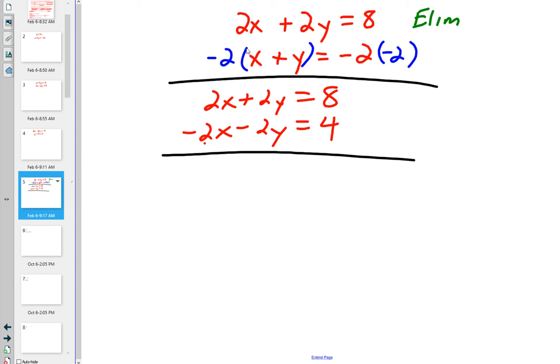And I'll say I wanted to get rid of the x's, so she succeeded. The x's are gone. But when you eliminate, what are you actually doing?